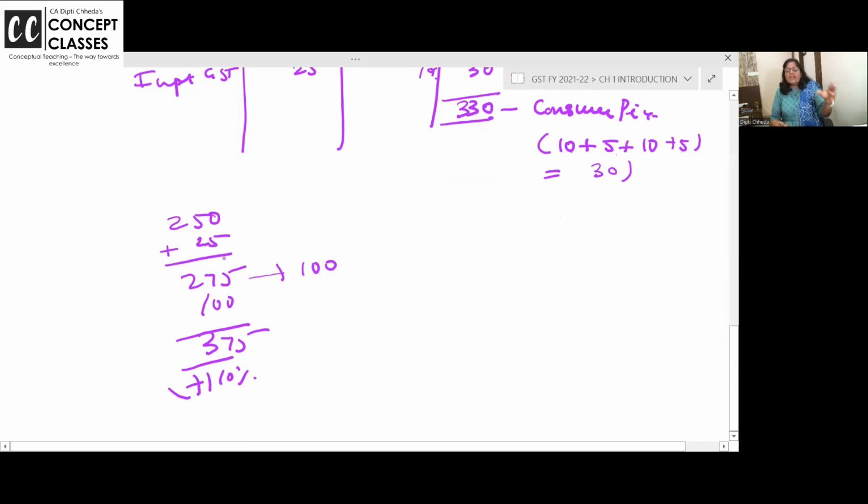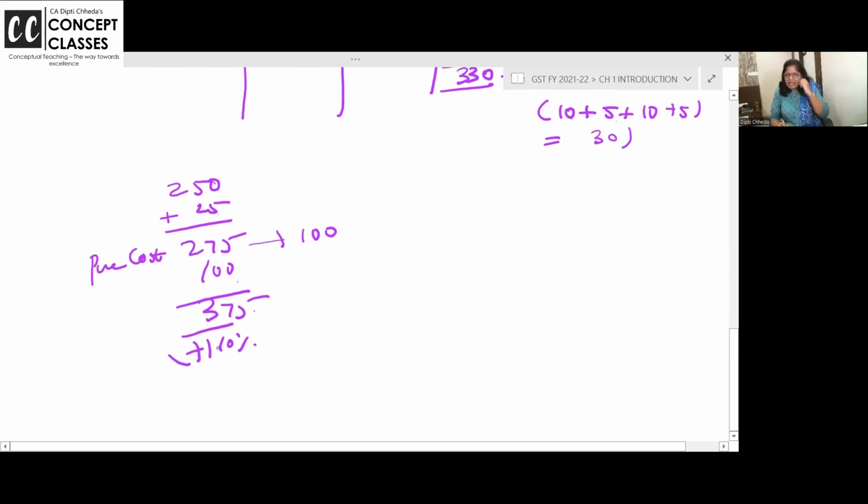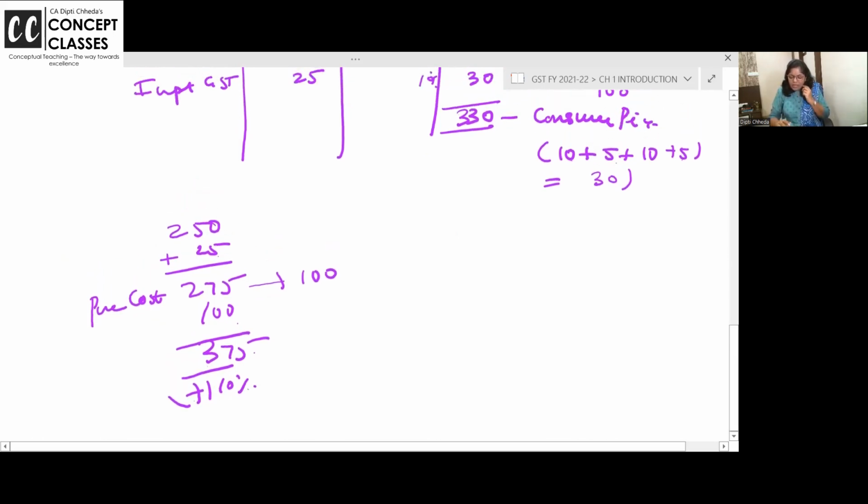Ma'am, when to register, how to register, what is the limit? I hope I am not going beyond the topic today. Are you understanding? I am just touching all the chapters, saying hi and hello to everything. But this one is unregistered, so he will not get input tax credit. For him the purchase cost is 275. He will add his profit, 375. Now if he is selling again to a registered person, then what happens in between?